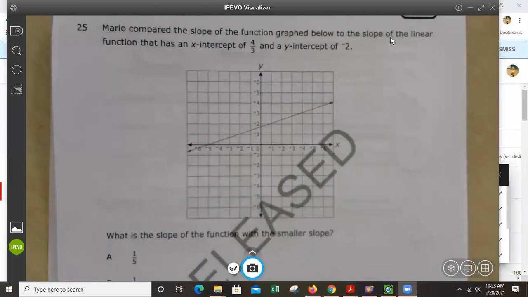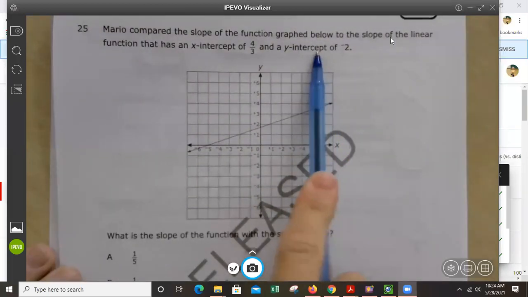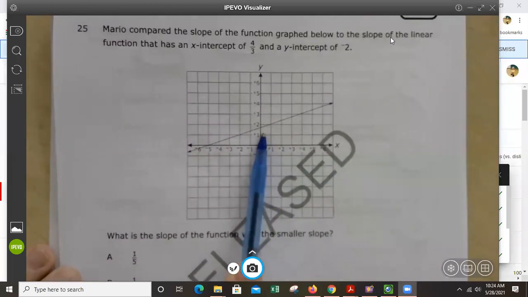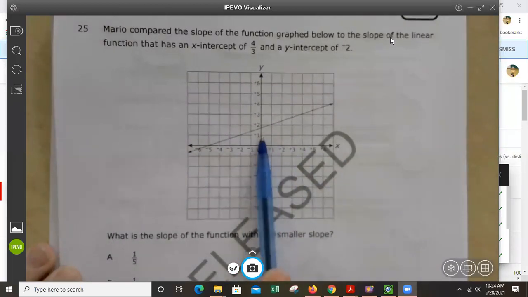All right. It says Mario compared the slope of the function graph below to the slope of the linear function that has an x-intercept of 4/3 and a y-intercept of -2. What is the slope of the function with a smaller slope? So we need to know if this one is smaller or this one, okay? But we got to figure out the slope. Let's start with this part because this one's easy.